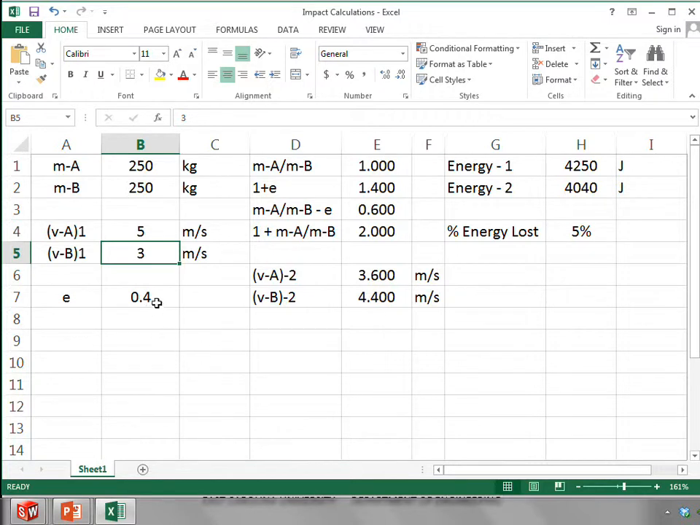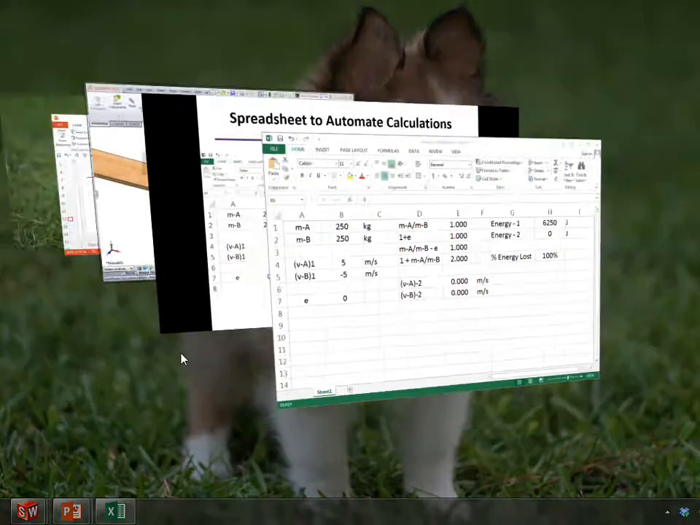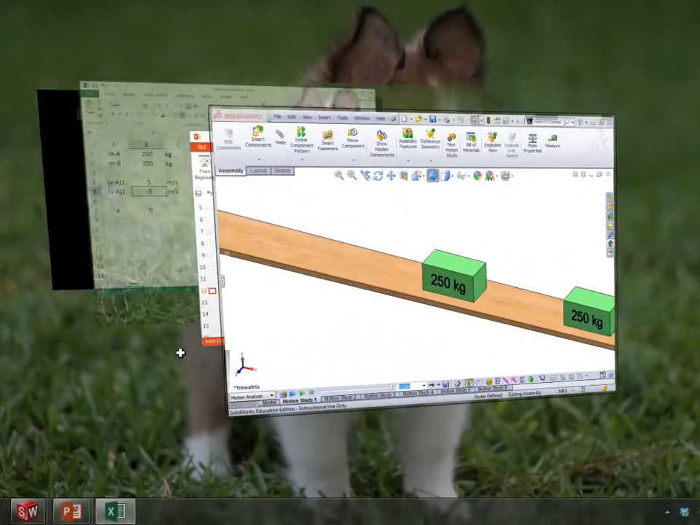And finally, one more case, let's set this equal to 0, but let's make the two of them come together at the same speed. So one moving to the left, one moving to the right. And you can see in this case, the final velocities are both equal to 0, and so 100% of the energy is lost. Let's look at those cases in our SolidWorks simulations.